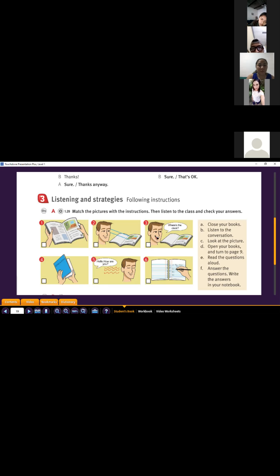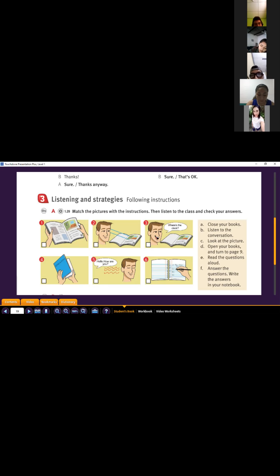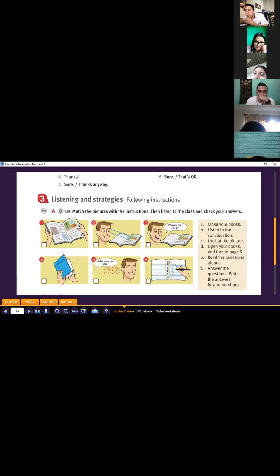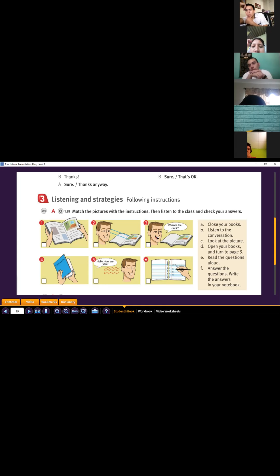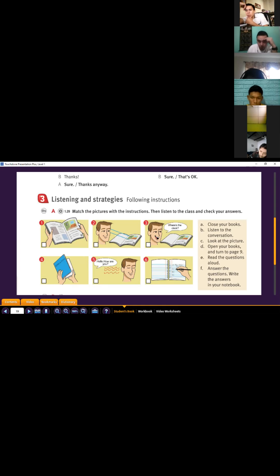Next one, let's see. Someone who hasn't participated in this part. Jocelyn, it says, open your books and turn to page 9. Picture number 3. Sí, la foto número 3. Okay, good. Next one. Oh, no, hold on.